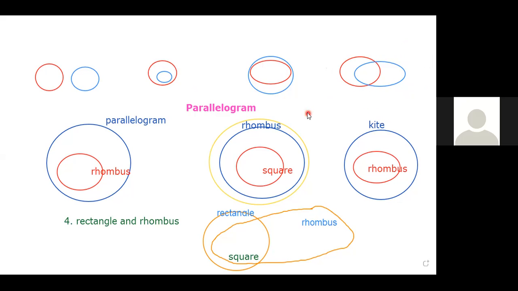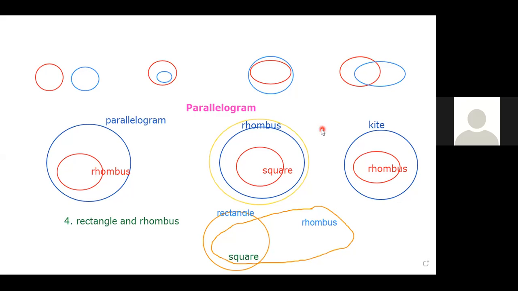See, the first task which I had given you, now I've forgotten which one I gave you. Was it a kite and a parallelogram? The very first one was kite and parallelogram. Yeah, the reason I gave it to you is because kite and parallelogram also have this kind of a relation. Those are the fun ones.